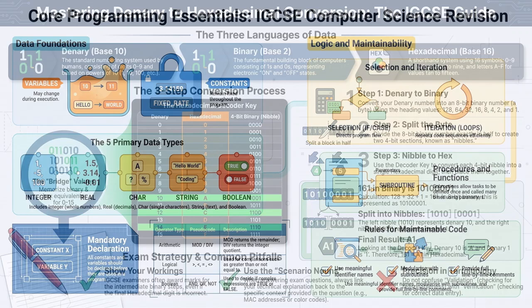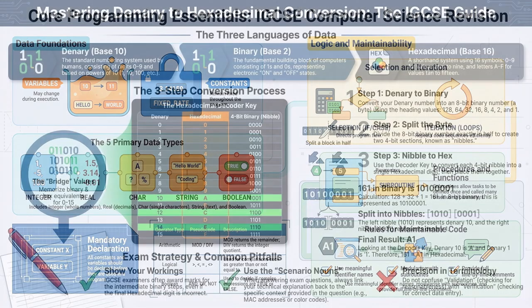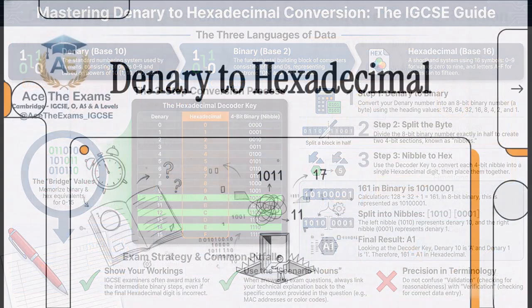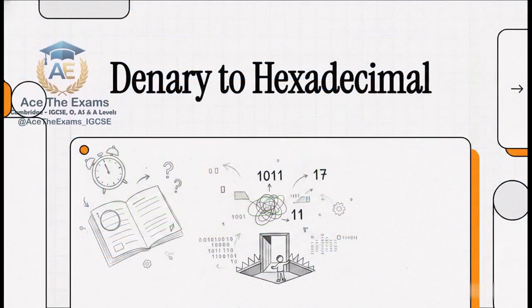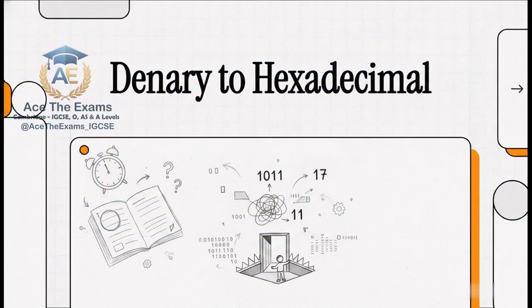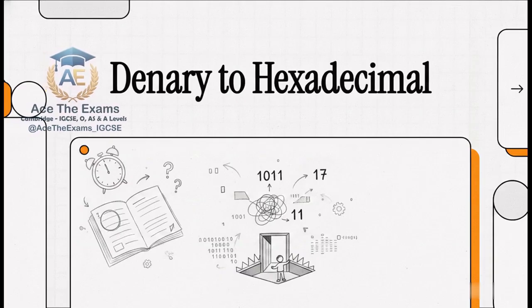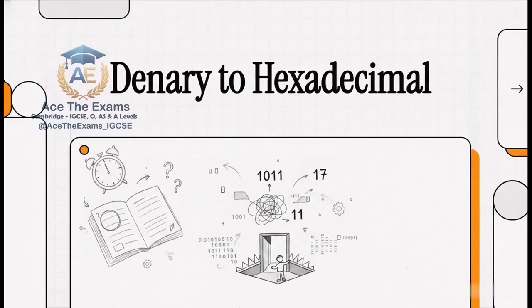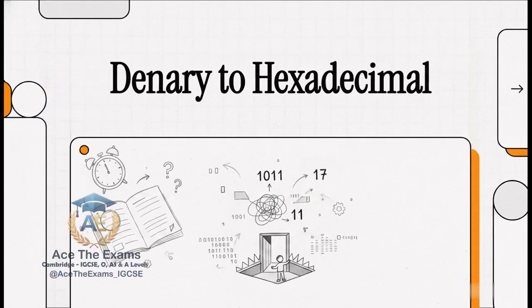Picture this. You're sitting there, opening up your Cambridge IGCSE computer science paper. The clock is absolutely ticking down, right? The pressure is on. And boom, you see what looks like the easiest conversion question ever, a total freebie. But hold on, you're actually about to step right into a massive examiner trap.